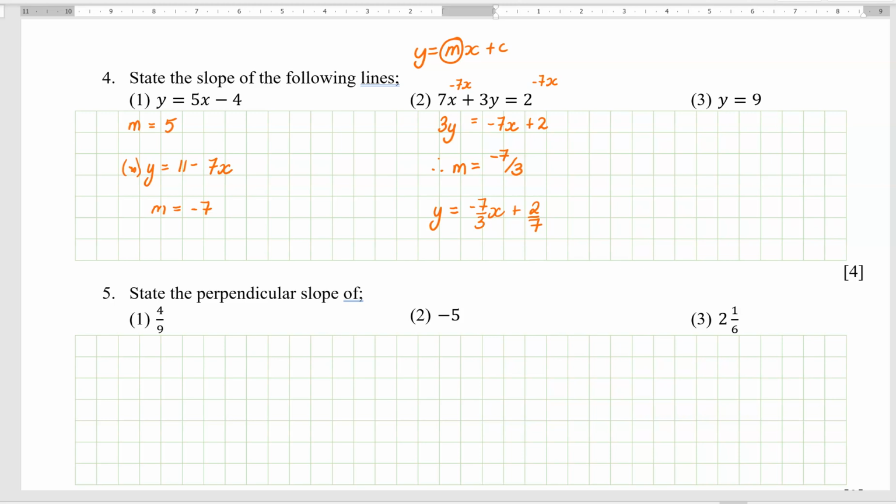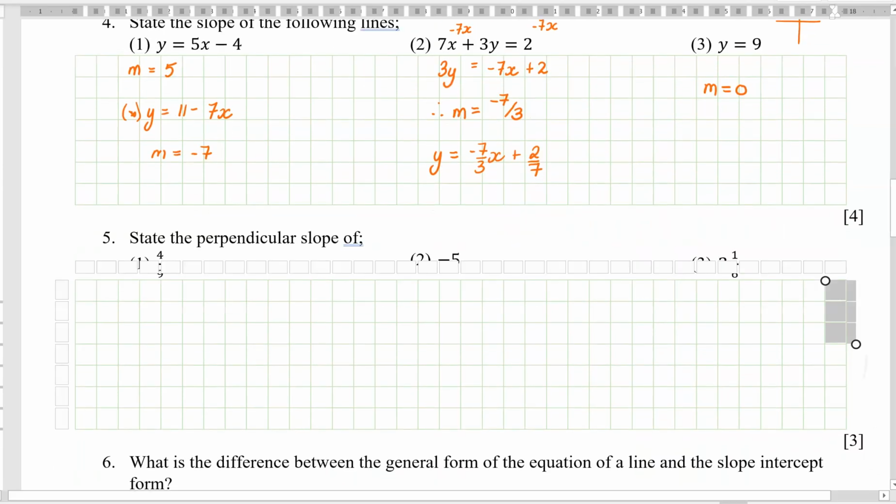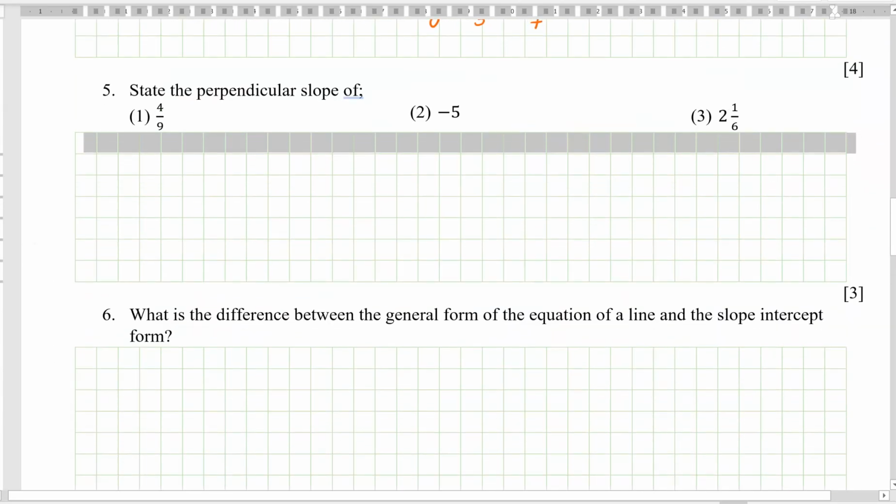Okay, state the slope of the following lines, and y equals 9. Remember, y equals 9, that is going to be a horizontal line going through 9 on your y-axis, and we know that a horizontal line has a slope of 0. Okay, done. That's question 4. Let's have a look. Next one.